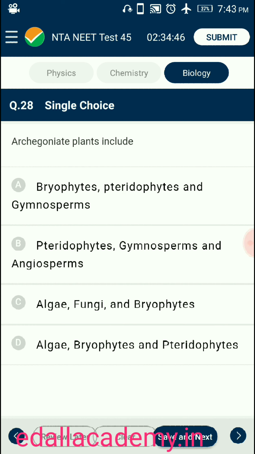Archegoniate plants include those bearing archegonia. The archegonium is the female sex organ in mosses, liverworts, ferns and most conifers. So the answer for this question is option A, bryophytes, pteridophytes and gymnosperms.